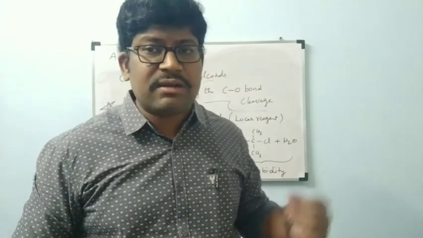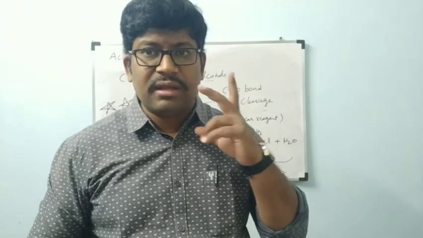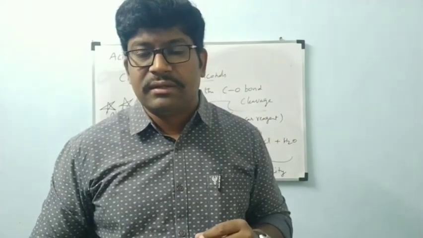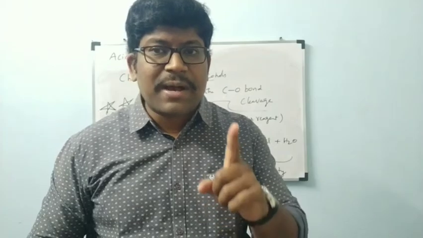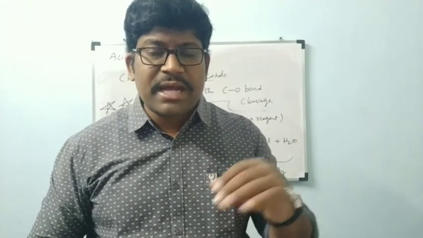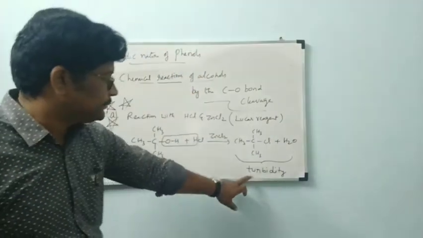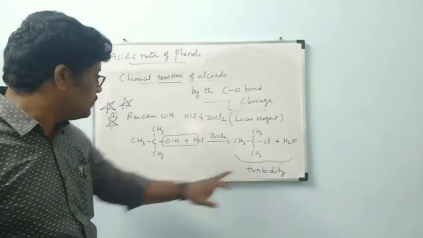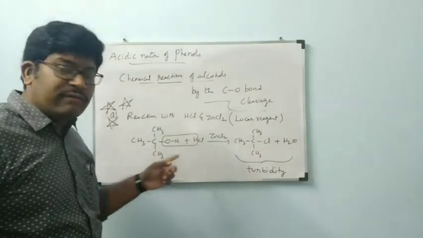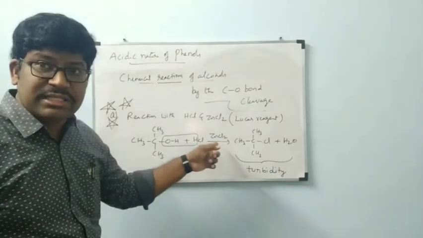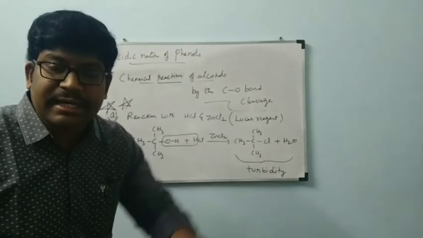Haloalkanes are partially dissolved in water. Already we have seen the physical properties of haloalkanes. Haloalkanes are partially soluble in water. When they are partially soluble in water, we will get cloudiness. That is called turbidity. Now, tertiary alcohols will react with HCl and ZnCl2 to form turbidity immediately.